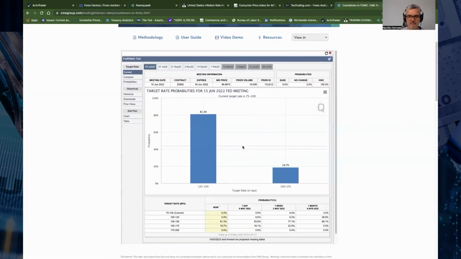If there is a massive drop in the inflation change, then currently 81.3% of traders think that the rate the Fed set last month is going to be pushed up by 50 basis points. But there are almost 20% of market participants thinking there's going to be a 75 basis point rate hike. So these guys were disappointed last time on the day.